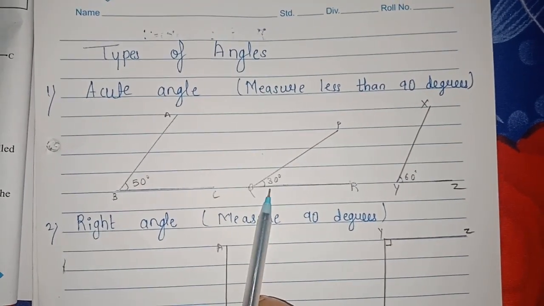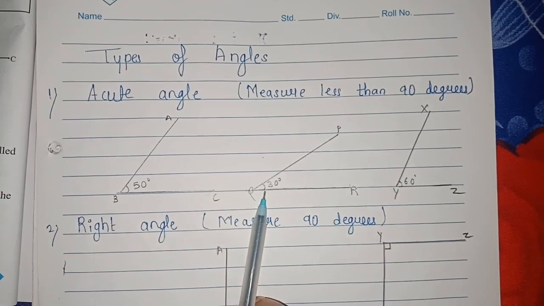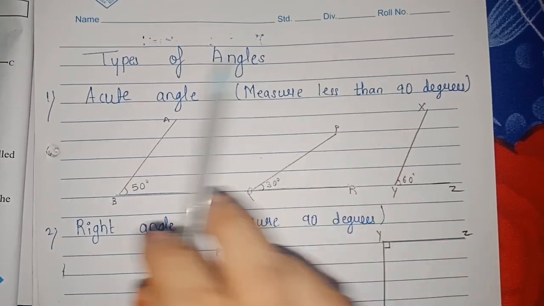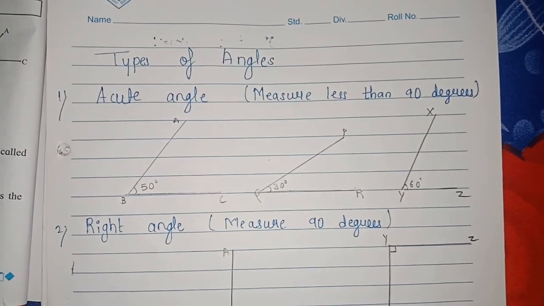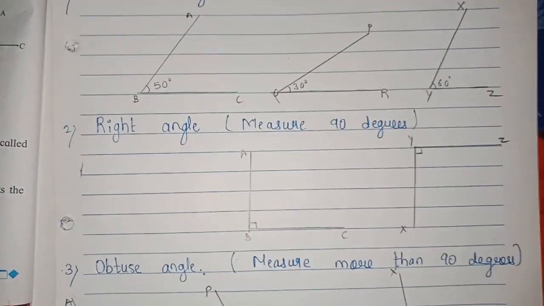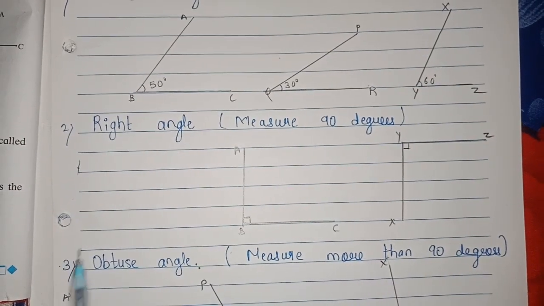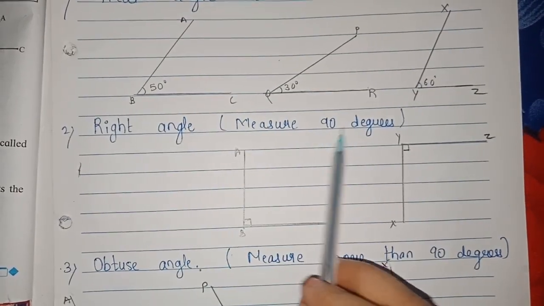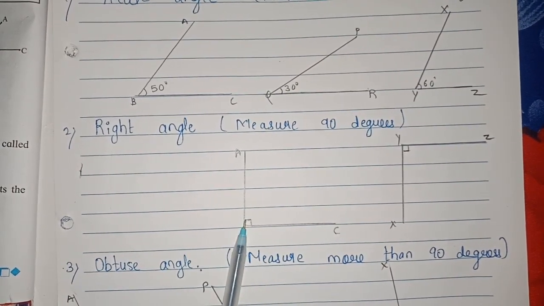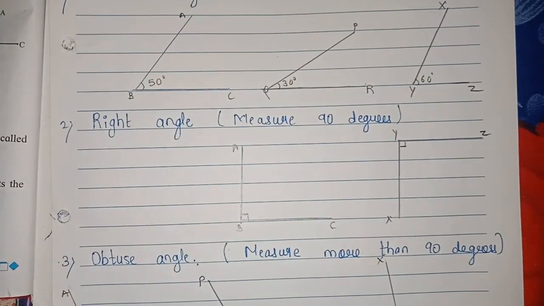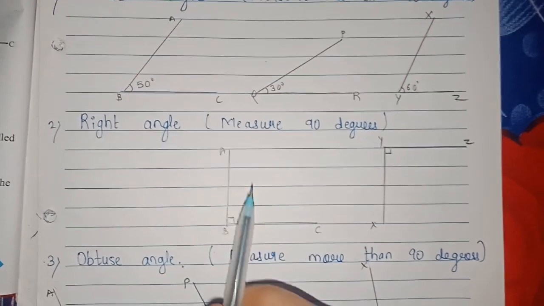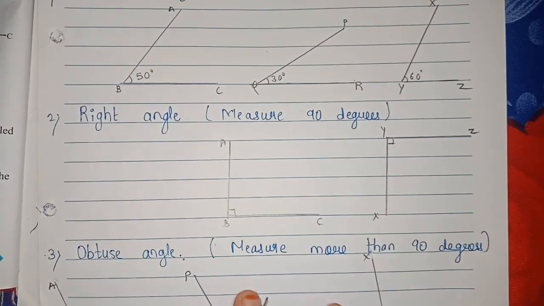And here also this is 30 degree. Again this is acute angle, right? 60 also. In short, angle less than 90 degrees are acute angle. Understood? Now second one is right angle. It measures exactly 90 degrees. Okay, you can see it also denotes by this sign. It means this is right angle. Understood? It measures exactly 90 degrees.